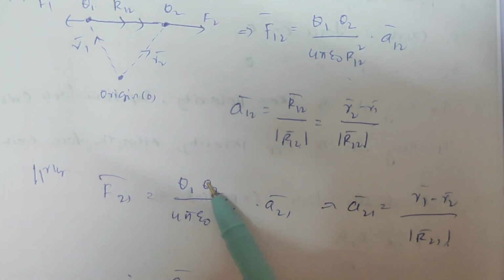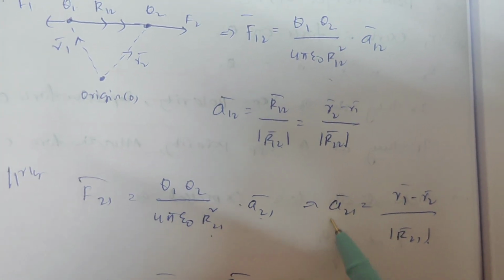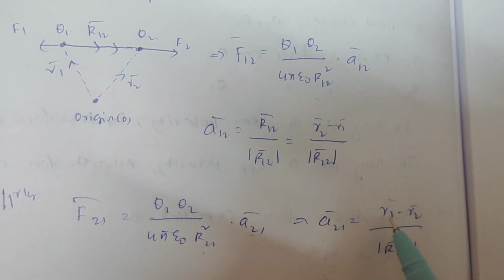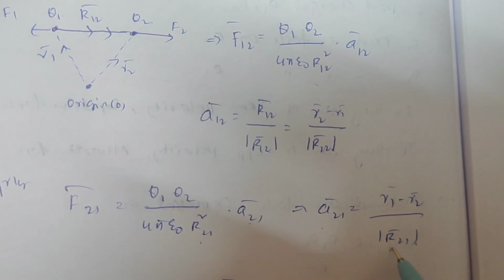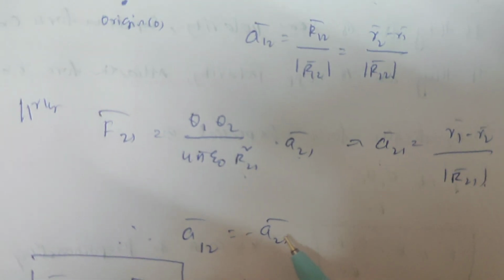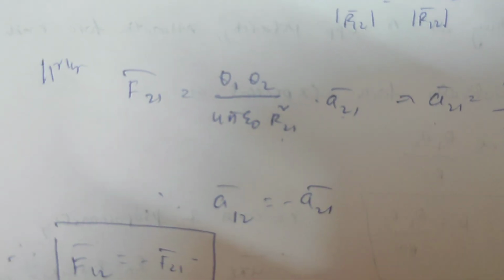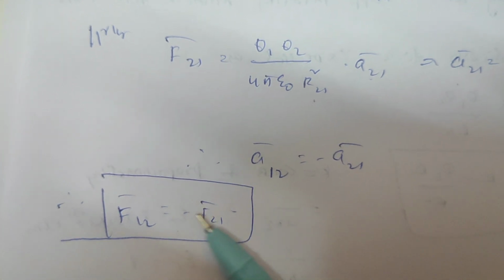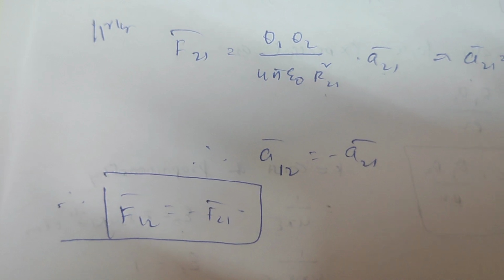Similarly, F21 is equal to Q1 Q2 by 4 pi epsilon into R21 whole square into unit vector A21. We know that A21 is nothing but the distance vector between the two point charges, so it is R1 minus R2 by R21. From these two we can write that A12 is equal to minus of A21, and so F12 is equal to minus of F21. So we can say that the forces exerted by two charges on each other are equal, but they are opposite in direction. Thank you.